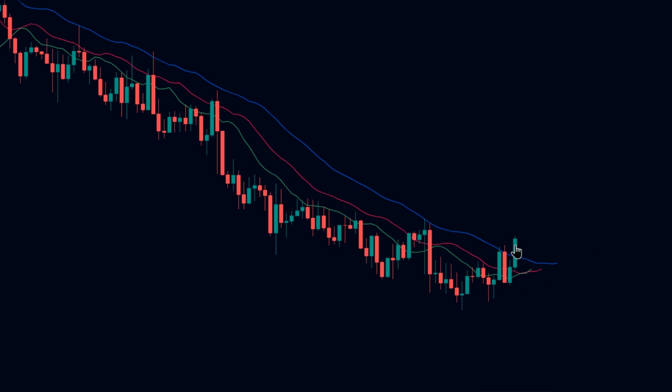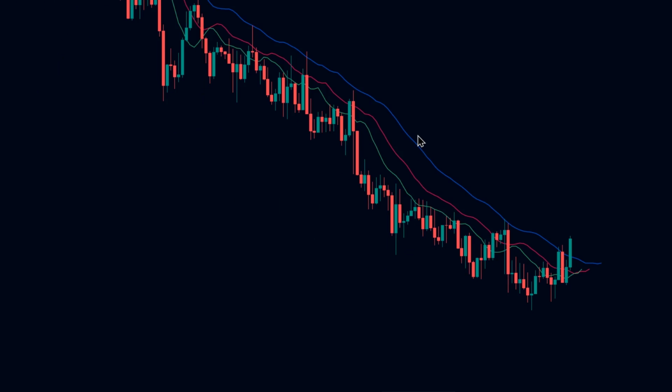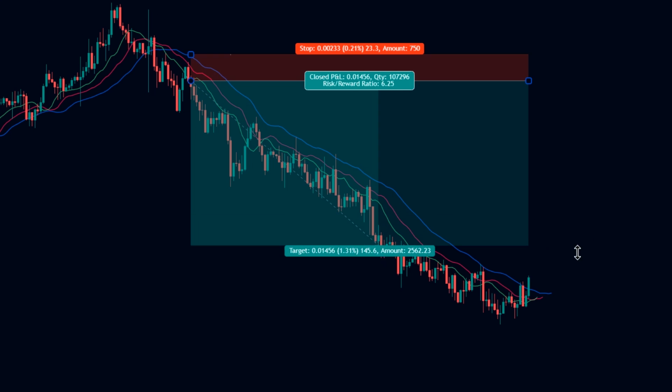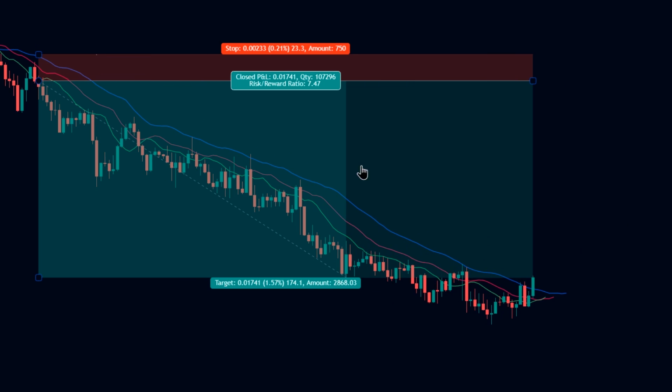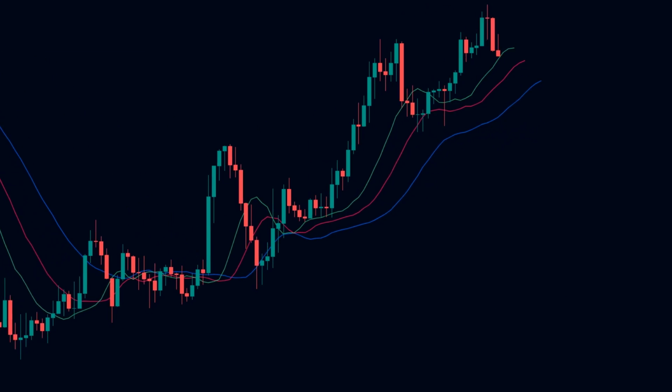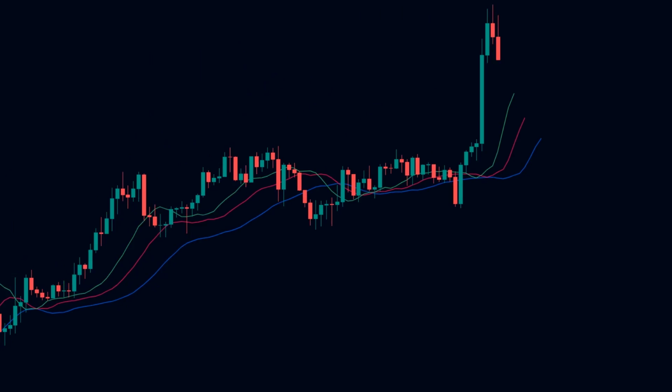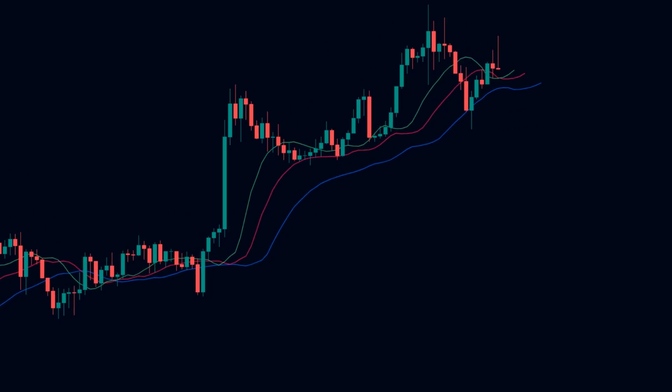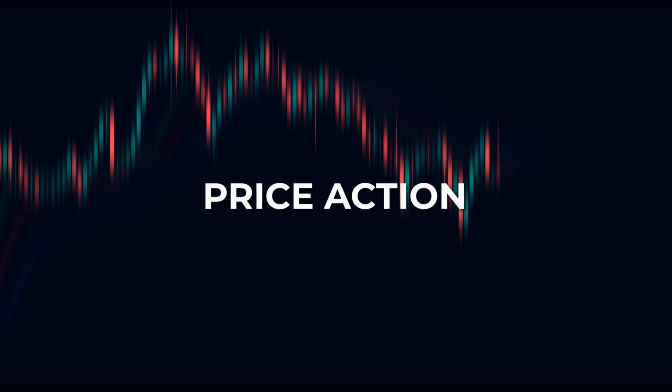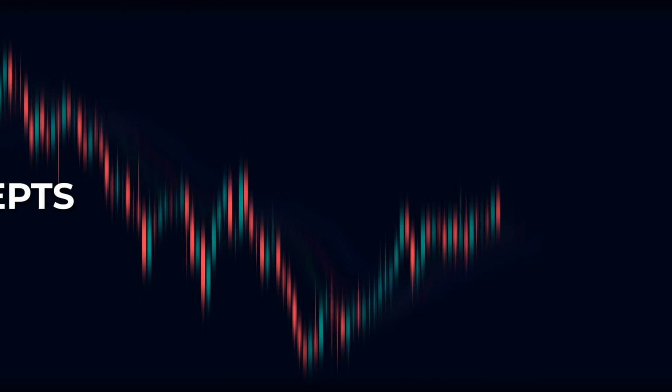So let's play this out to see how long that's going to take. So right here, as you can see, the green line crossed above the red line on this candle. This is where we're gonna exit the trade. The risk to reward ratio was a whopping 1 to 7.5, which is next level. The strategy shown in this video is just one of the many strategies you can do using this indicator. You can even use it alongside price action, or support and resistance, or smart money concepts.